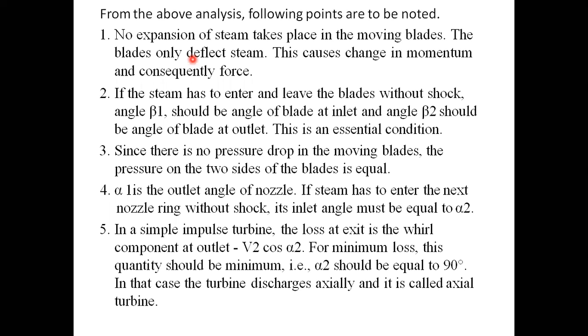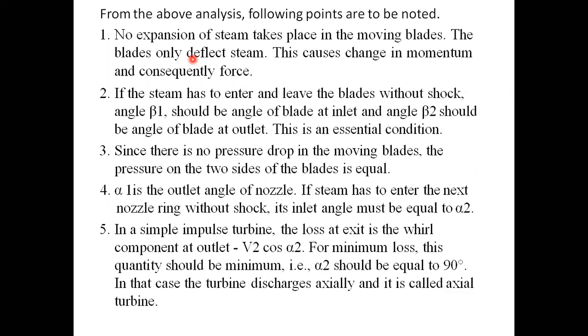Since there is no pressure drop in the moving blade, the pressure on the two sides of the blade is equal. Alpha 1 is the outlet angle of the nozzle. If the steam has to enter the next nozzle ring without shock, its inlet angle must be equal to alpha 2.